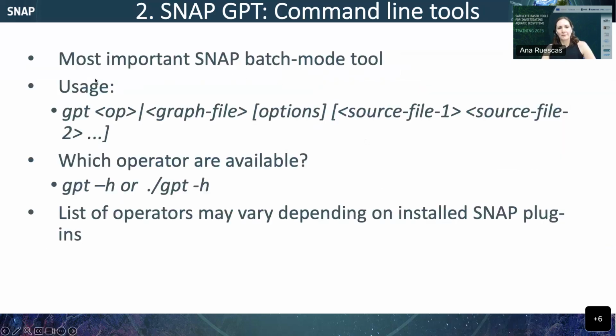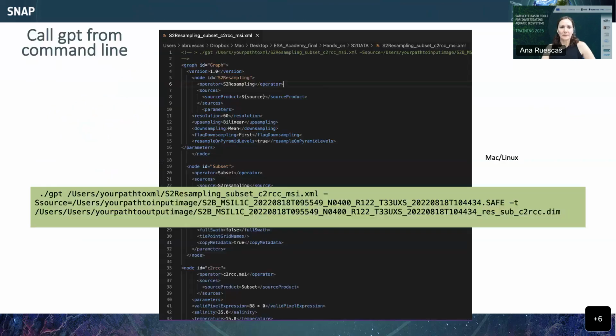So as I told you, to understand which operators are available, you just have to do gpt -h. The usage on the command line is usually to indicate that you're using GPT, to load your XML file or your graph, and then to indicate where your sources are, what kind of images you are using. And I already said this, so we can move to the next slide.